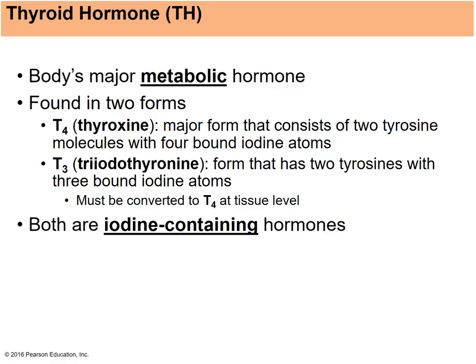It's found in two different forms, the T4 and the T3. T4 is also known as thyroxine, and T3 is triiodothyronine. As you can see, they both are involved with binding iodine. The T4 binds 4, the T3 binds 3 iodines. The T4 will be converted to the T3 at the tissue level.